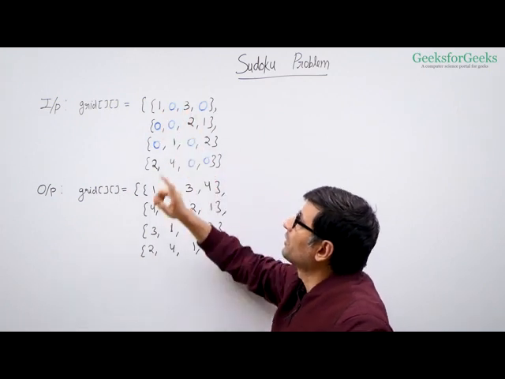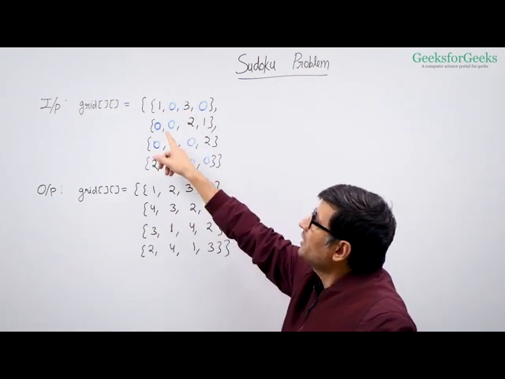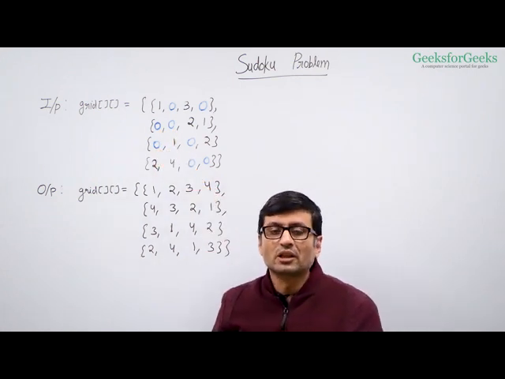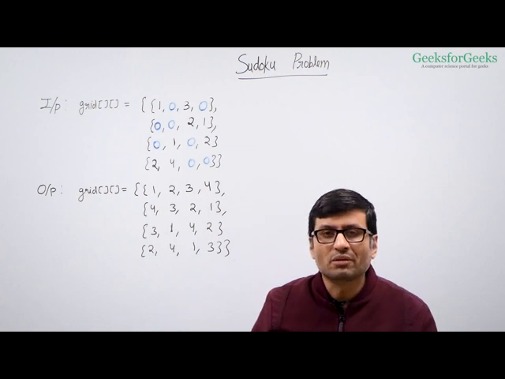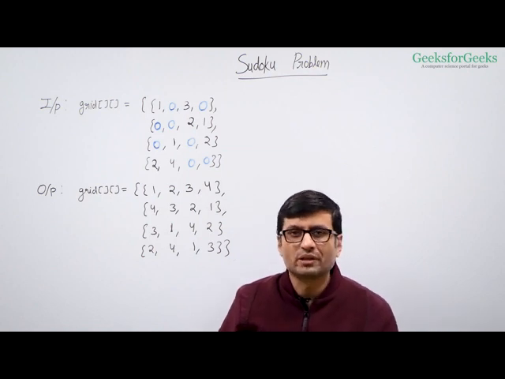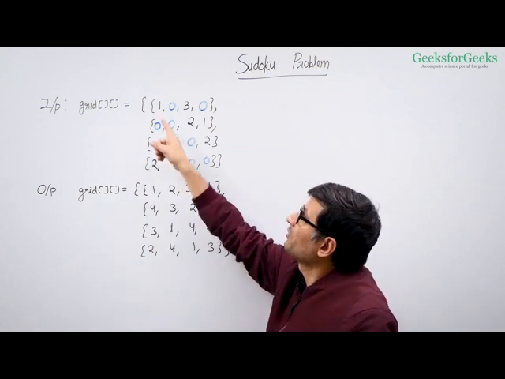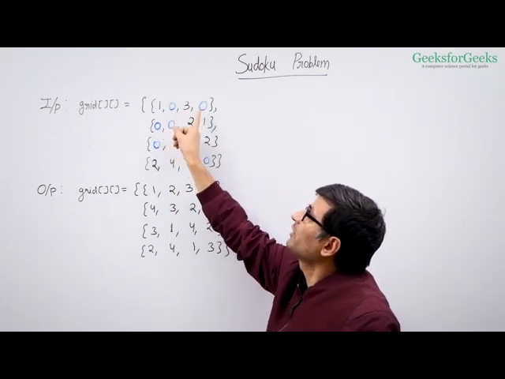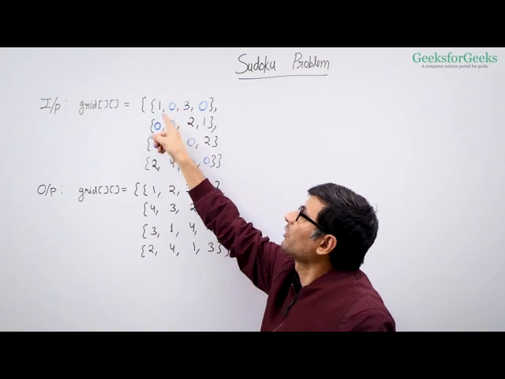1, 3, 2, 1. We need to fill the empty cells here and there are certain rules to fill the empty cells. The first rule is every number in every row should be different. For example, if you consider this row, these two numbers should only be filled with 2 and 4 because 1 and 3 are already there.